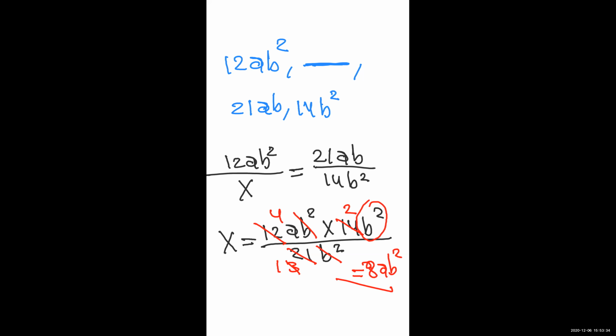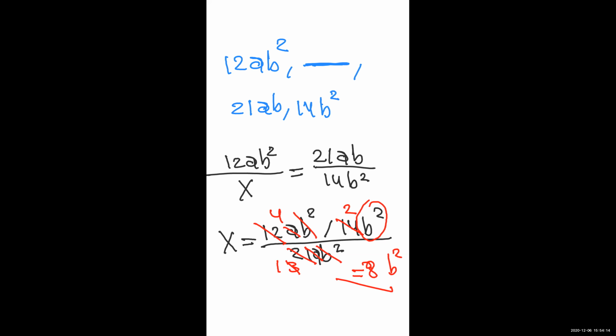I'm going to revise it. 12ab squared times 14b squared over 21ab. Yes, there is one a, I forgot it. So I will remove this a with this a, so 8b, and it's b squared. Why without 2? This one is b squared. Write 21ab. I removed the b squared with this b squared on the numerator and the denominator, right?